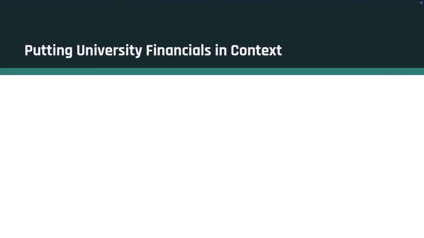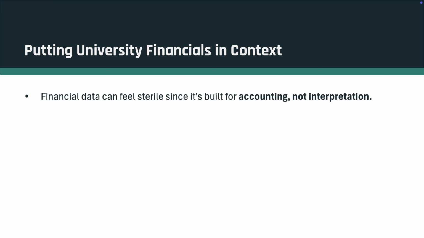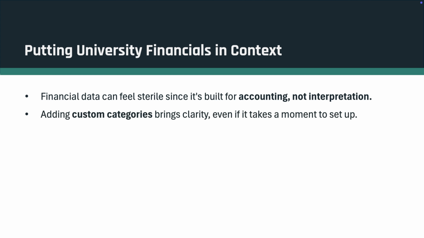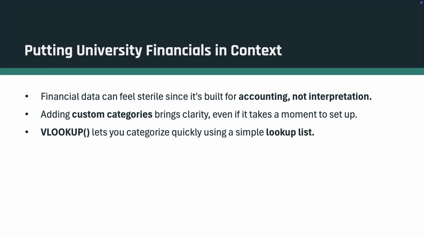We've created a summary of university financials, but that isn't sufficient to understand what we're looking at. This is because financial data is built for accounting, not for interpretation. We can provide context by adding custom categories to our data. This helps it speak much more clearly. The VLOOKUP function in Excel lets you match a key in your data to a lookup list you provide, so the category drops right in and the context is made clearer.